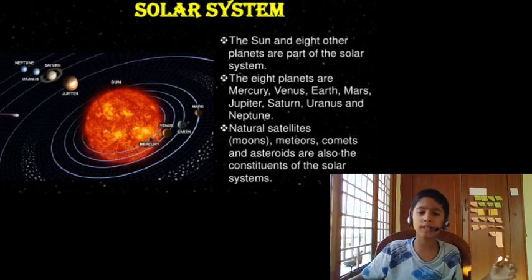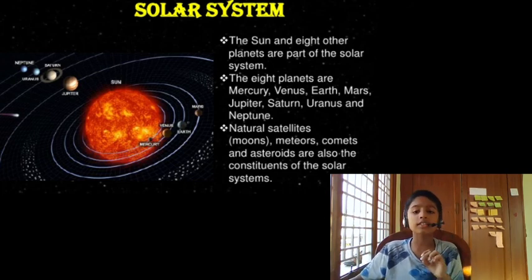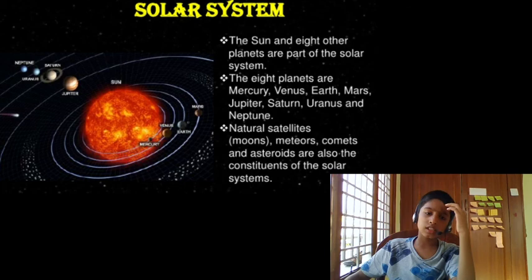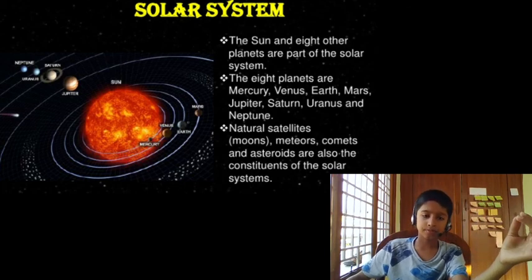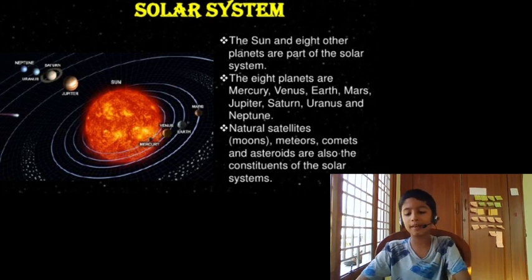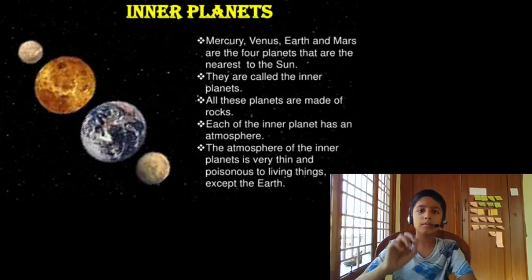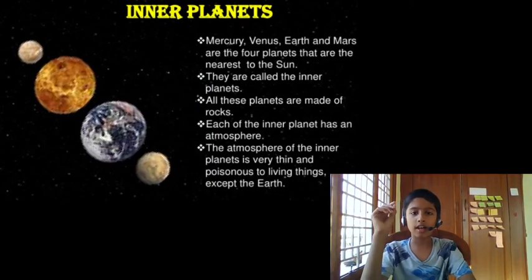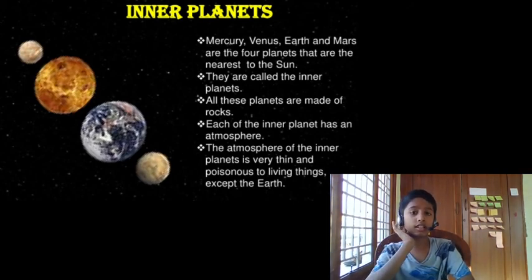While explaining the planets, I told you which are inner planets and which are outer planets. The inner planets are Mercury, Venus, Earth, and Mars, and the outer planets are Jupiter, Saturn, Uranus, Neptune. So we'll see what inner planets are. Mercury, Venus, Earth, and Mars are the four planets nearest to the Sun. They are called inner planets.